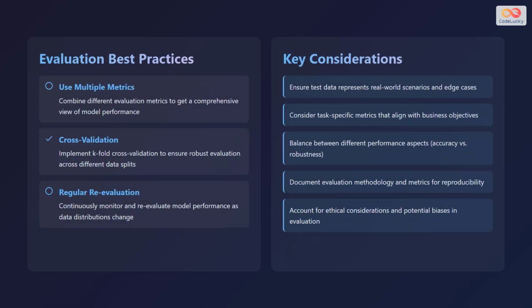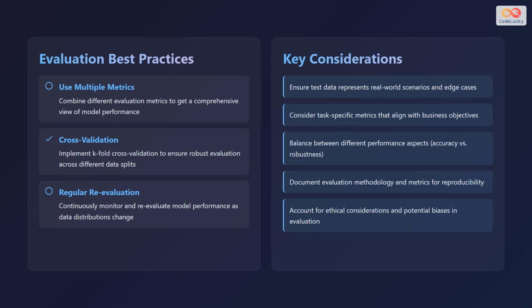Let's explore some evaluation best practices. The first best practice is to use multiple metrics. Combine different evaluation metrics to get a comprehensive view of model performance. Another best practice is to apply cross-validation. Implement k-fold cross-validation to ensure robust evaluation across different data splits. A best practice is to make sure that you do regular re-evaluation. Continuously monitor and re-evaluate model performance as data distributions change.